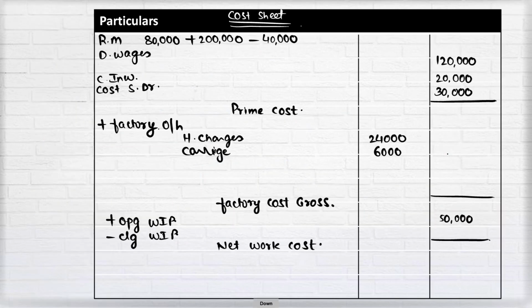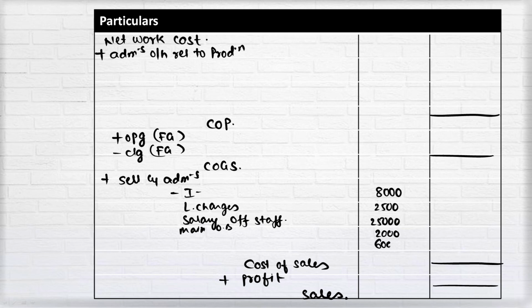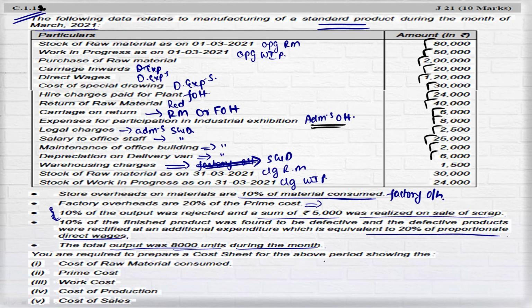Depreciation on delivery van is 6,000. Indirect expenditure. Depreciation on manufacturing machinery. Depreciation on the machinery which is used for manufacturing is factory overhead. It is a factory cost, and should be distributed in the cost of production of all the products. But for the delivery van, it is indirect.